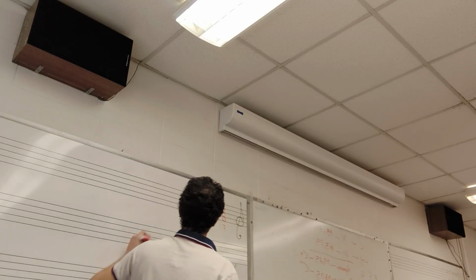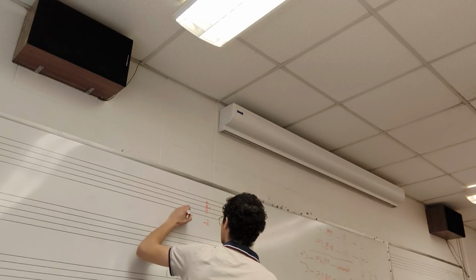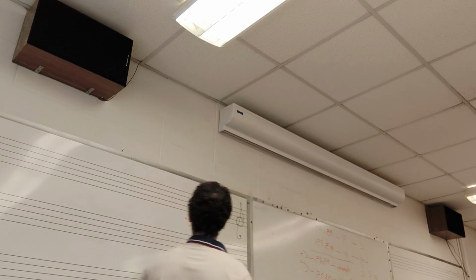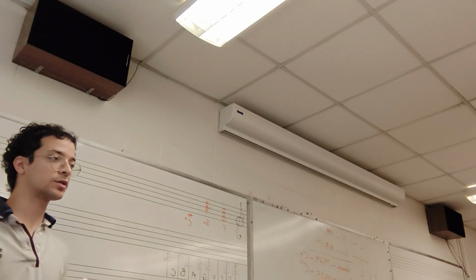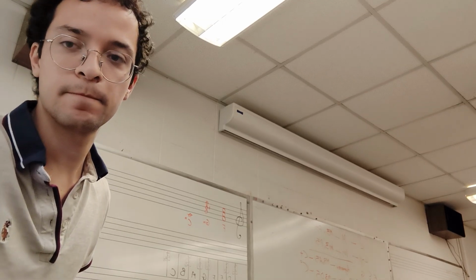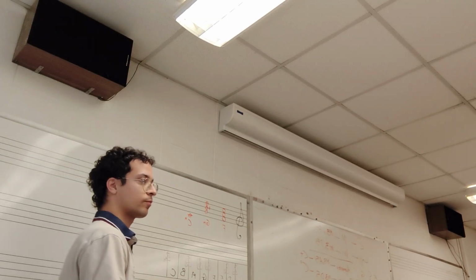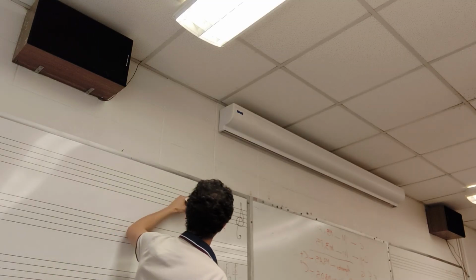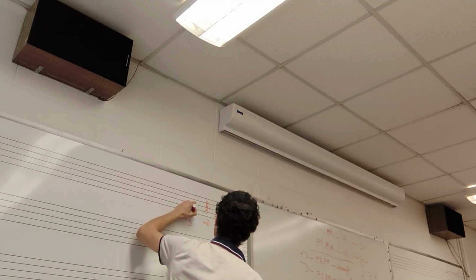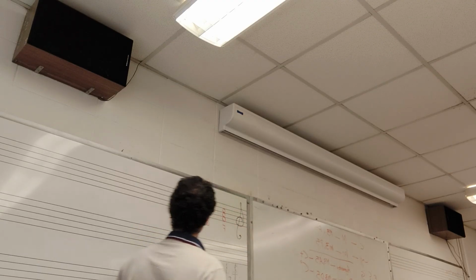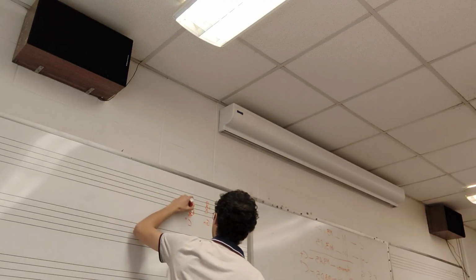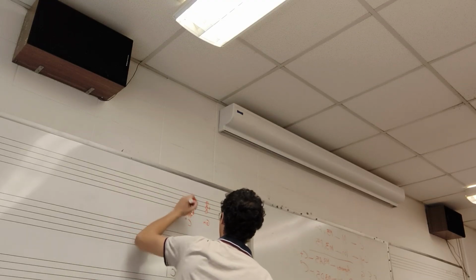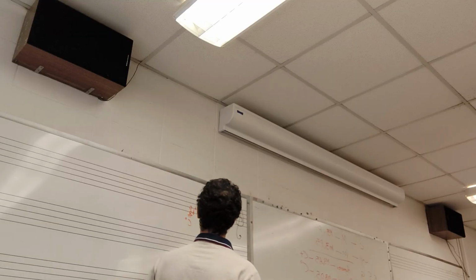Let's say I say C. Let's do diminished. What do I do for C diminished? E flat. Nice. And G flat. Exactly. I'm sorry, I'm not great at writing stuff in order.